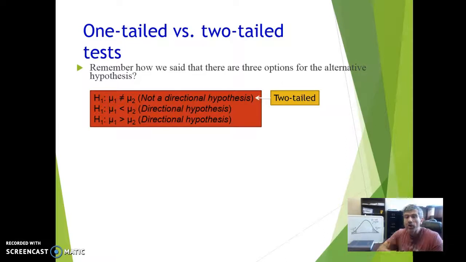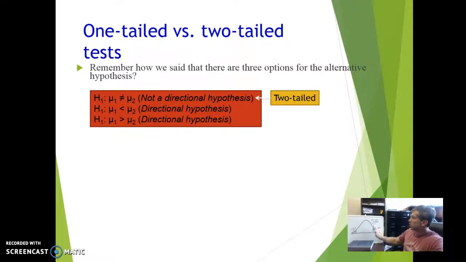Here's the thing about those areas of rejection. The overall size stays the same. It's still the most extreme 5% or the most extreme 1%. How does that work? If it's a non-directional hypothesis, you split that region of rejection in half. So now, if it's the most extreme 5%, but we're splitting it in half, the lowest 2.5% and the highest 2.5% will allow us to reject the null. It still adds up to 5%.